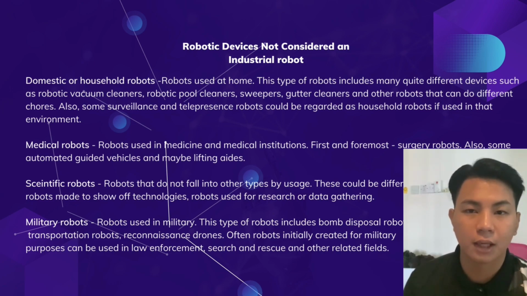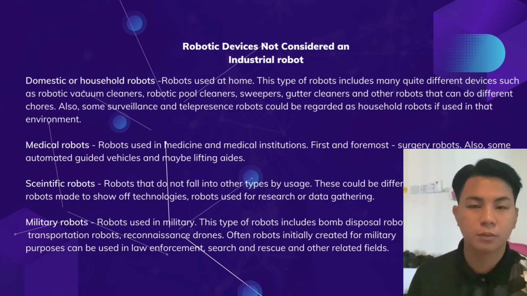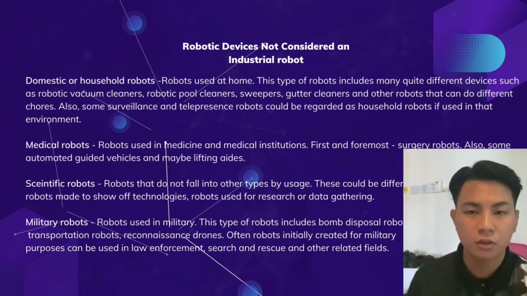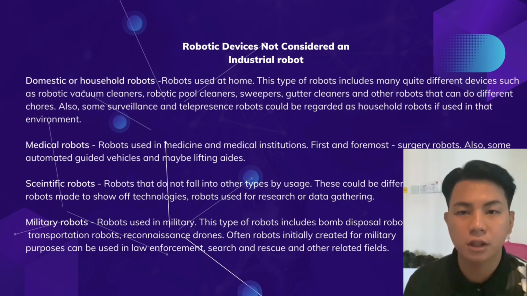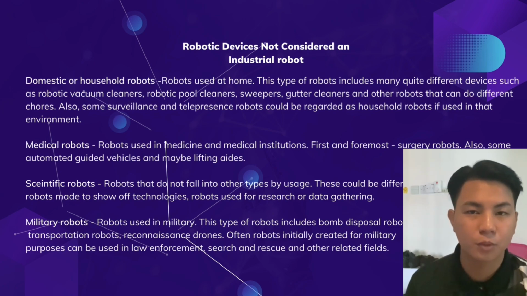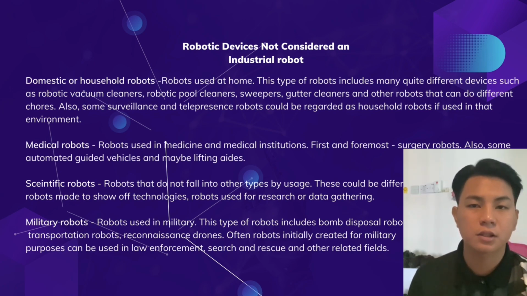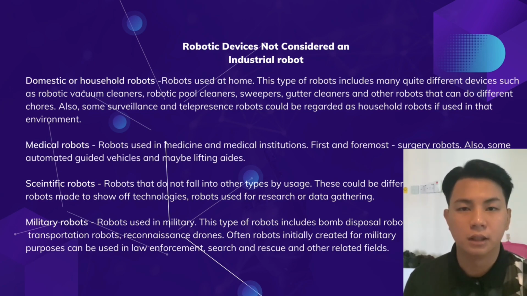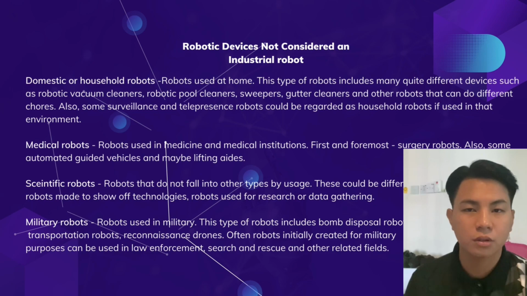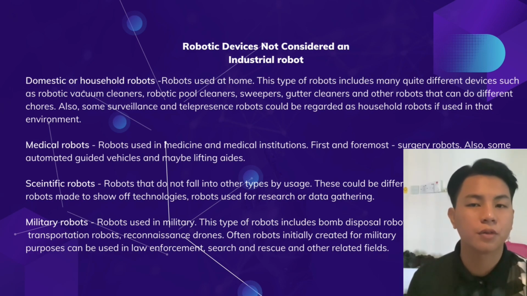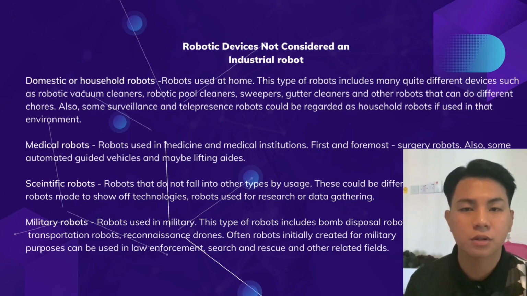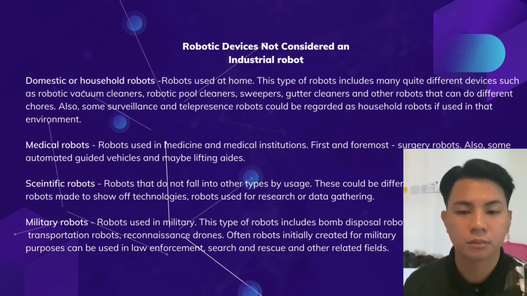So, the last robotic device not an industrial robot is military robots. Robots used in the military. This type of robot includes bomb disposal robots, different transportation robots, and reconnaissance drones. Often, robots initially created for military purposes can be used in law enforcement, search and rescue, and other related fields.